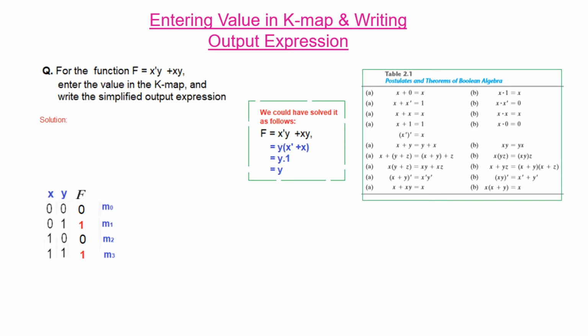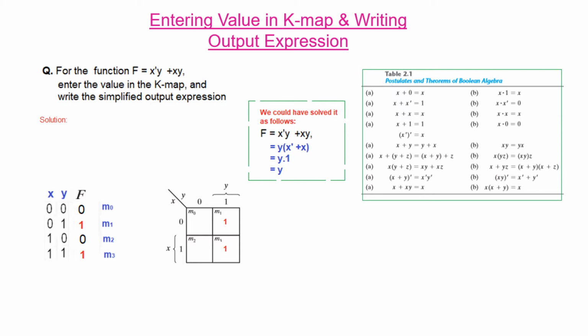So x dash y is 1. Now x dash y means 0, 1. So 0, 1 is 1. And then xy is 1, that means 1, 1. So 1, 1 is 1. That means we can put in the box marked M1 and M3 the value of 1. So at M1 we put 1 and at M3 we put 1.